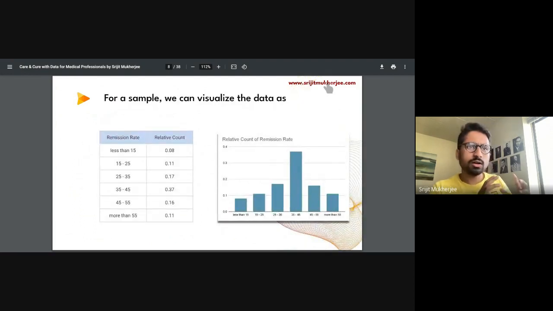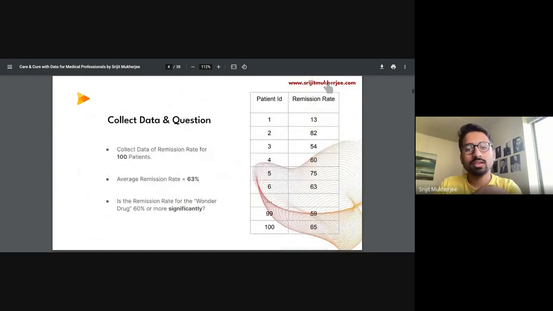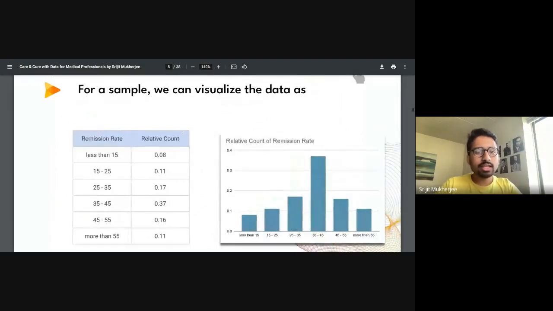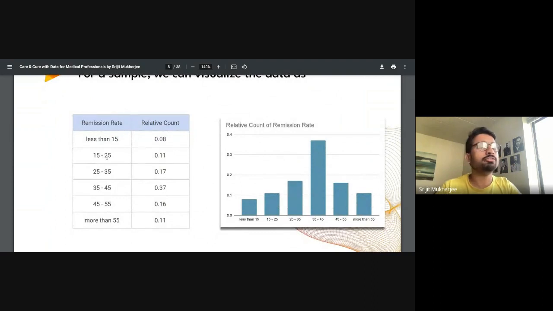To answer that question, we'll explore the behavior of the data of a sample, and how we can extract information out of data in a proper way. For the data set that we have, as I've shown you here, we can club it up into corresponding intervals like this. Let's say you have less than 15% remission rate interval, 15 to 25, 25 to 35, 35 to 45, 45 to 55, and more than 55, and you have the relative count. If you plot this data, it looks like this, as you can see on the screen.